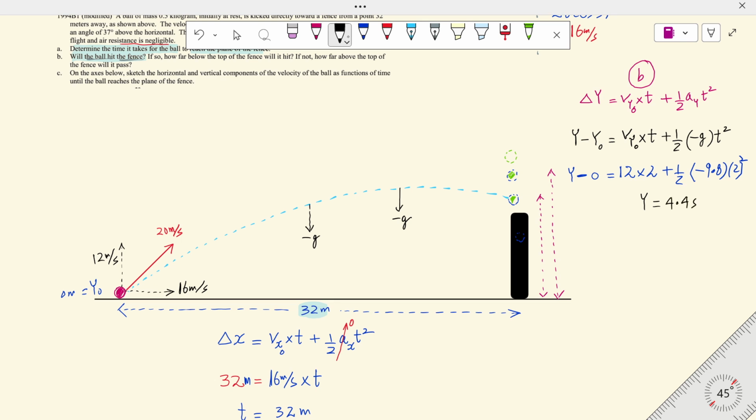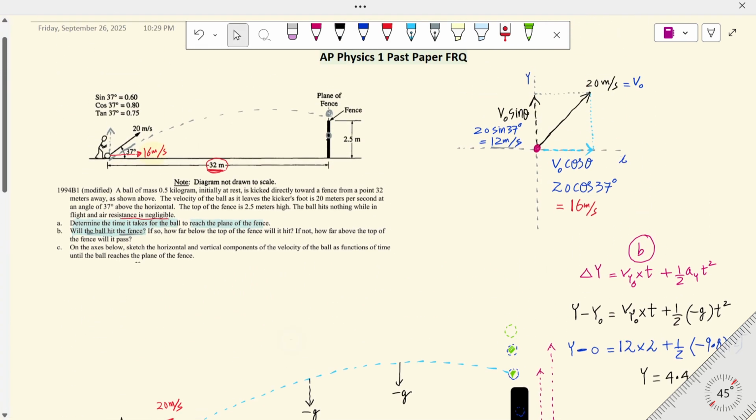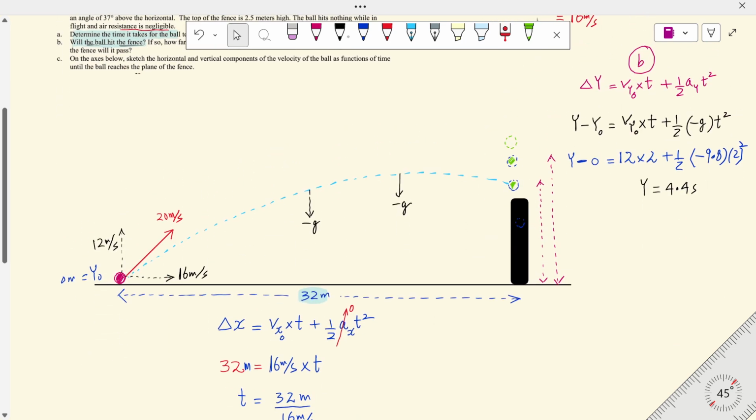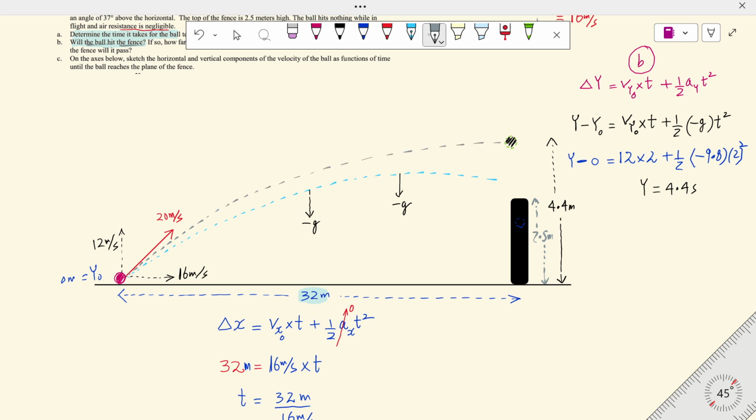So at the 2 second, at that instant of time, the ball height is 4.4 meters, which is of course more than the fence height. The fence height is 2.5 meters. So obviously this is the ball's position, which means that most probably the ball was going like this. So it is obviously passing over the fence. How high is it above the fence? It is 4.4 meters minus 2.5, which is 1.9 meters. So it is 1.9 meters above the fence.